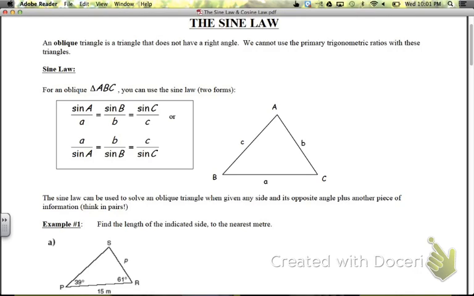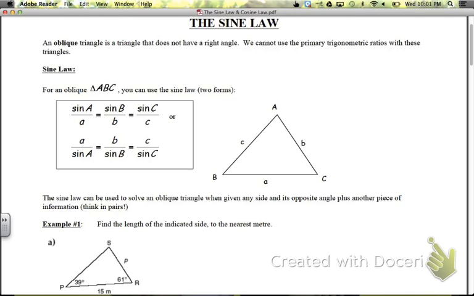To begin looking at our sine law, an oblique triangle is a triangle that does not have a right angle. We cannot use the primary trigonometric ratios with these triangles. So if there is no right angle, you can't use your sine, cosine, or tangent trig ratios. So SOHCAHTOA will not work. So what we're going to be using is our sine law and our cosine law.